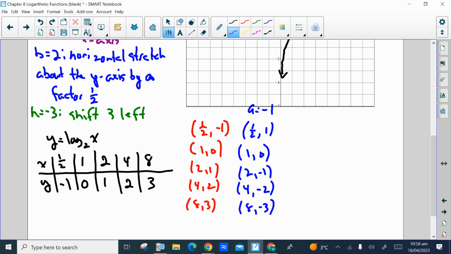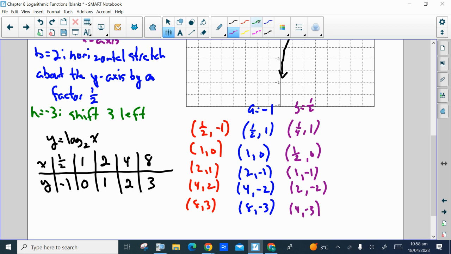Next, we have a b value of 2, which causes a horizontal stretch by a half. All the x values are now multiplied by a half. So in this step, the y values won't change. The x values are multiplied by a half. And our final step is our h value of negative 3. That shifts it 3 to the left.